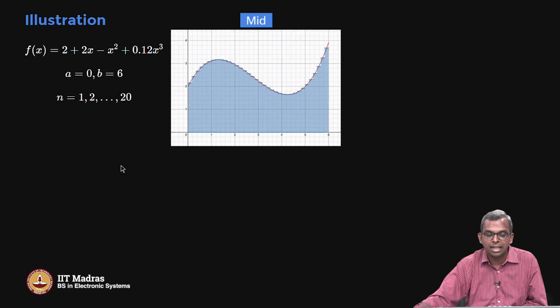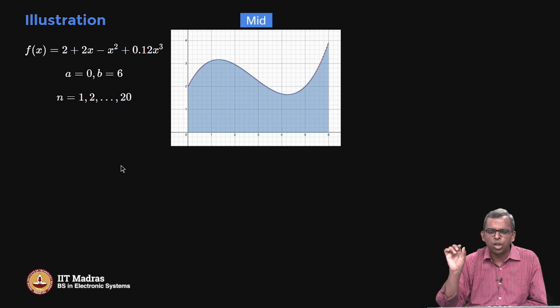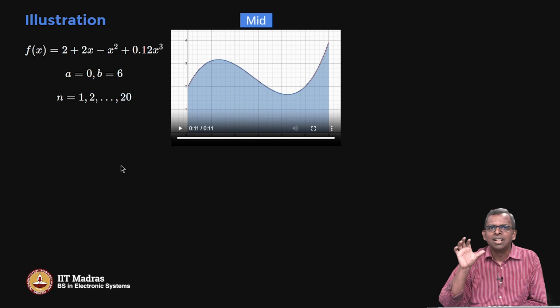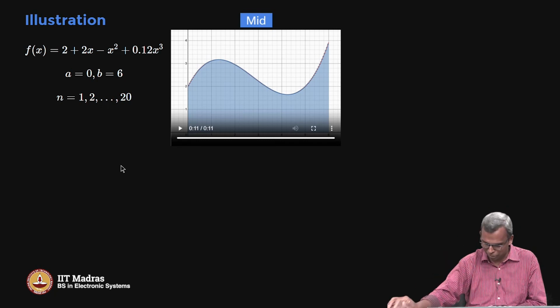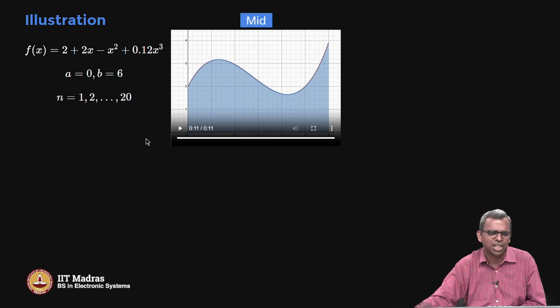You see as n increases, look at what's happening to the area of the rectangles compared to the area under the curve. The rectangle width is becoming smaller and smaller, tinier and tinier. This whole area is gently but surely approaching the area under the curve. So this happened for the midpoint. This is only an illustration with one function, but still, hopefully you get the idea.